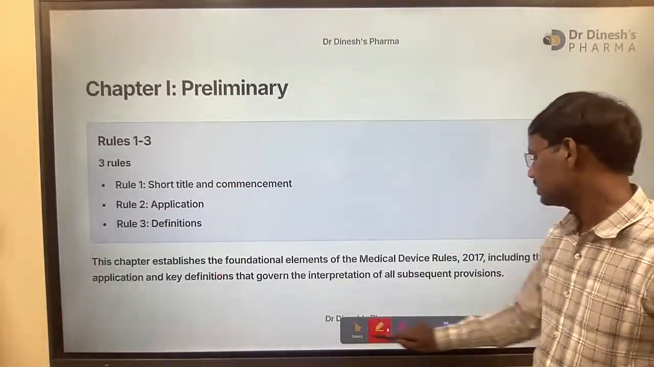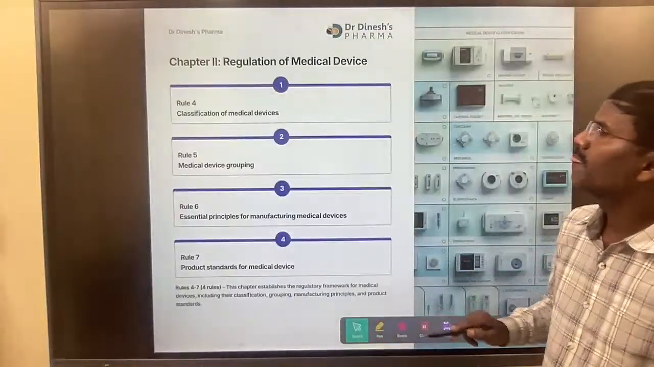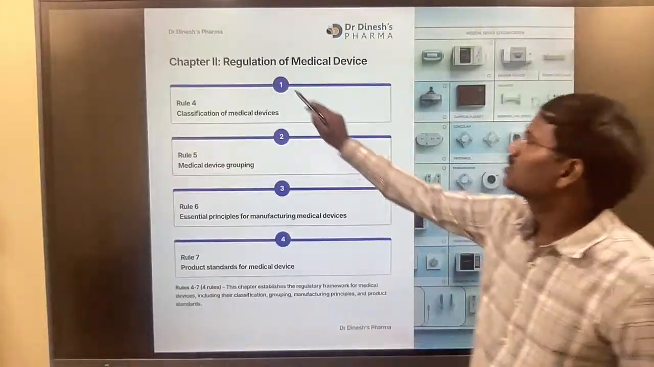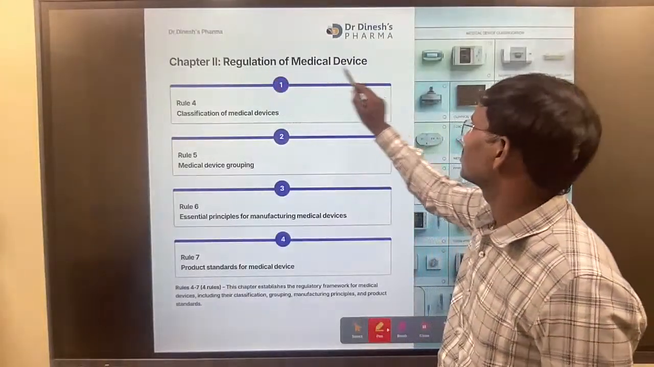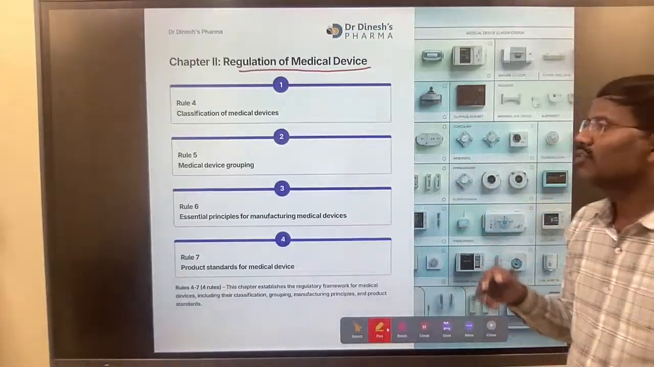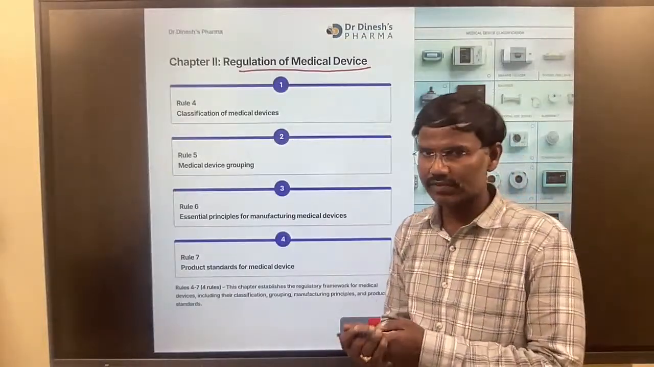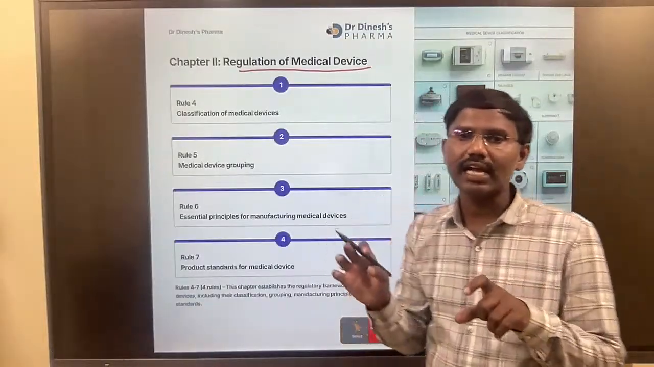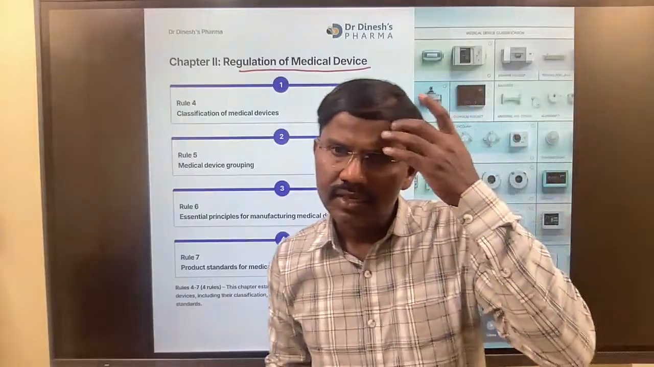Next, coming to chapter 2. Chapter 2 is regulation of medical devices. First we define and then we classify.